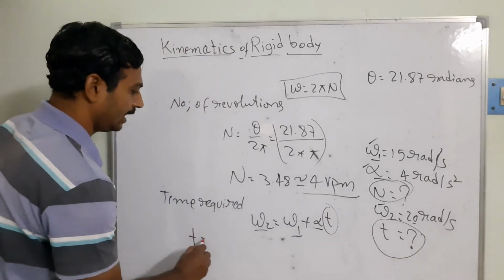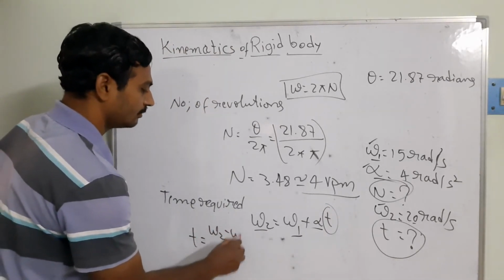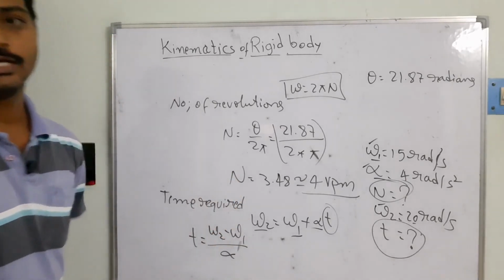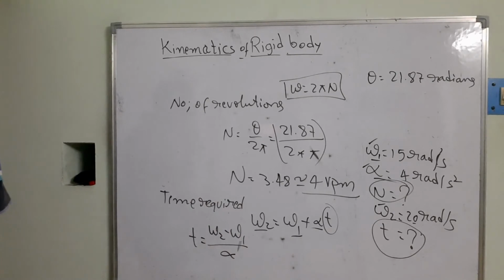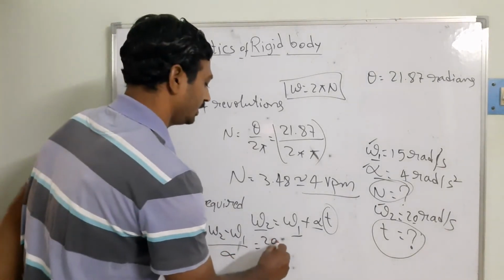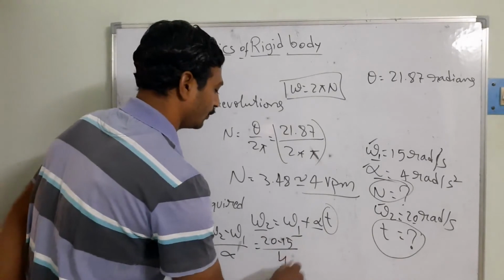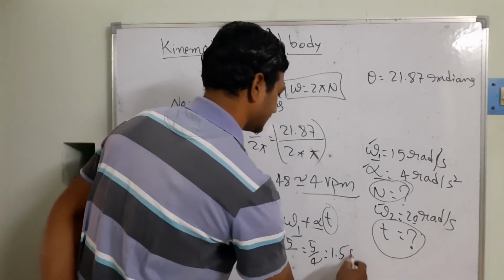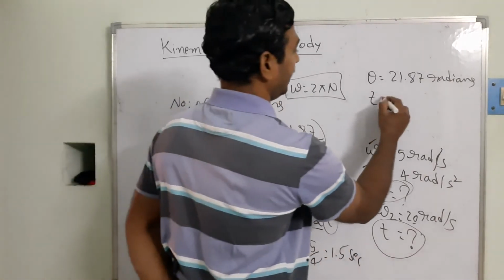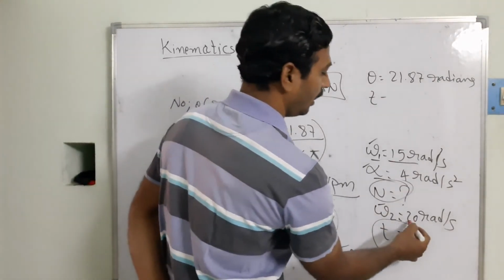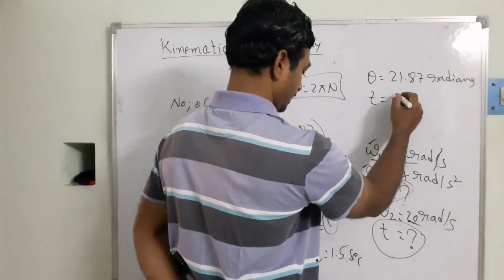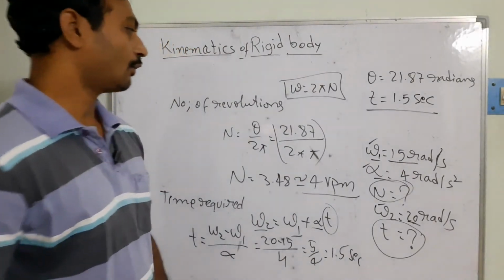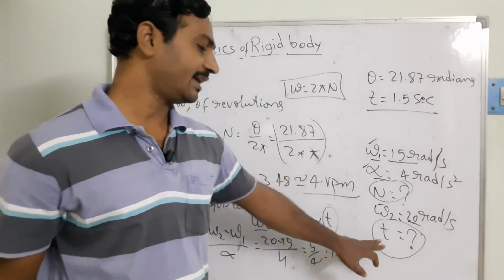Then t is equal to omega 2 minus omega 1 by alpha, right? So what value are we getting from this? That's going to be 20 minus 15 by 4. 5 by 4 means I am getting 1.25 seconds. Can you see, the time taken to go from 15 radians per second to 20 radians per second is 1.25 seconds, right? This way we calculate the n value as well as the t value.